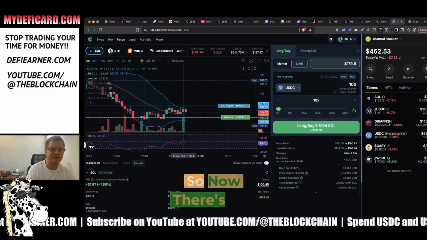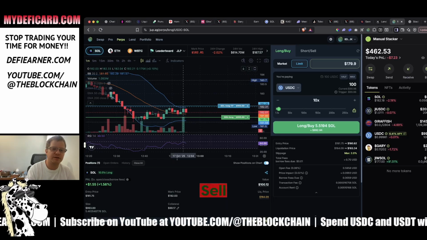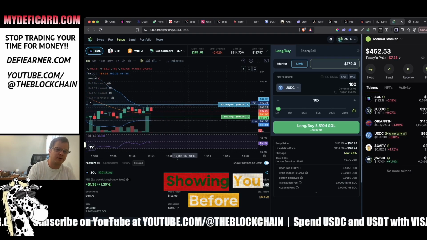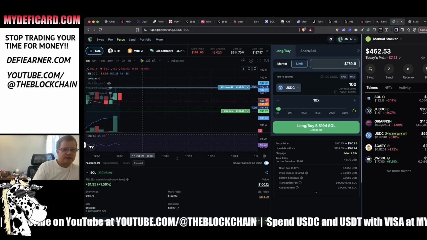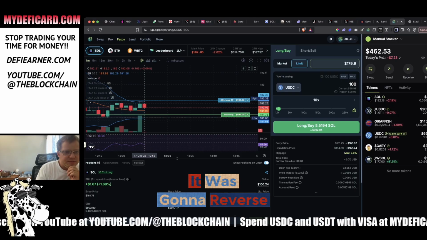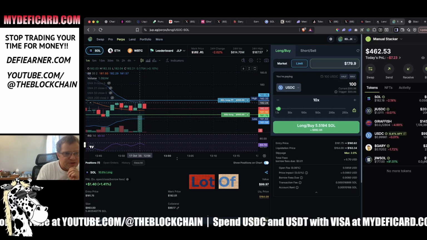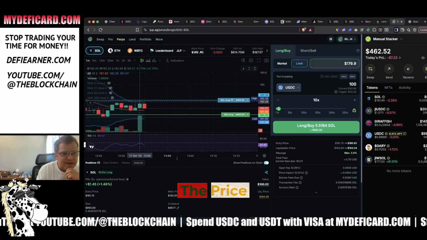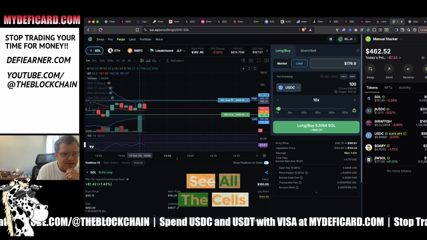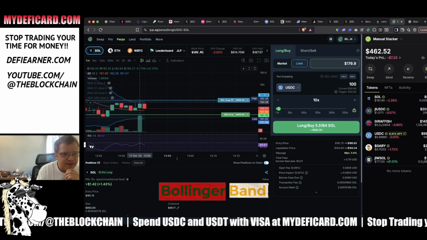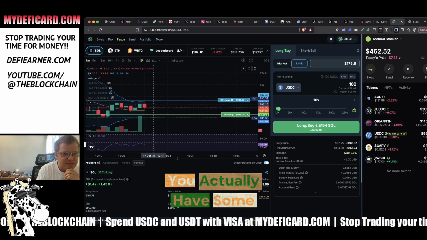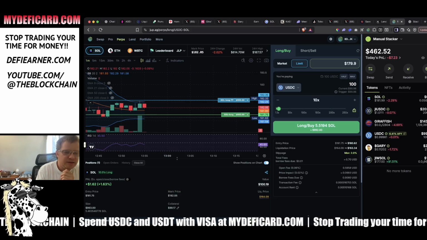So now there's sell. There's a lot of sell. This is an example of what I was showing you before. This made me think it was going to reverse because there were a lot of sellers defending the price right here. See all the sells right there at the Bollinger Band. And now you actually have some buyers defending the price.